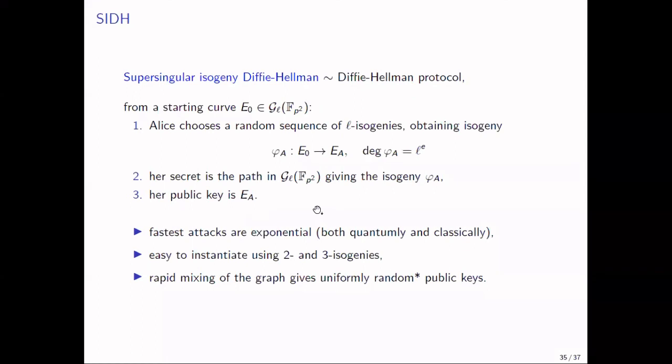Okay, and the advantage of SIDH is that the fastest attacks are exponential, both quantumly and classically. It's very easy to instantiate this using just 2 and 3 isogenies, so isogenies that are very, very quick to compute. And this rapid mixing of the isogeny graph tells you that if you take a random path, then you end up with an elliptic curve that just looks uniformly random. So it looks like these public keys are just uniformly random. And so it's a really cool protocol.